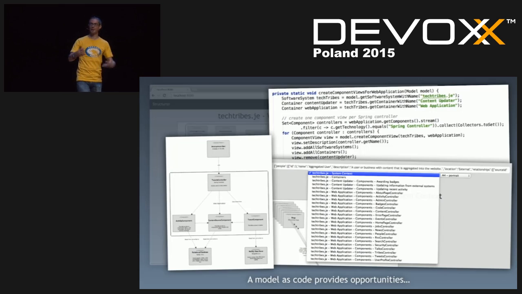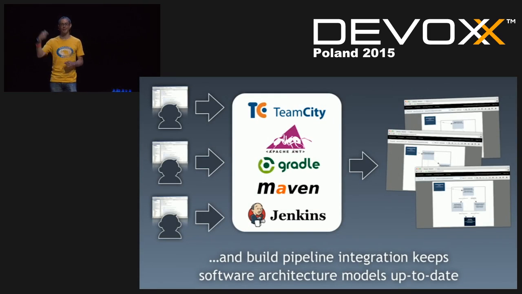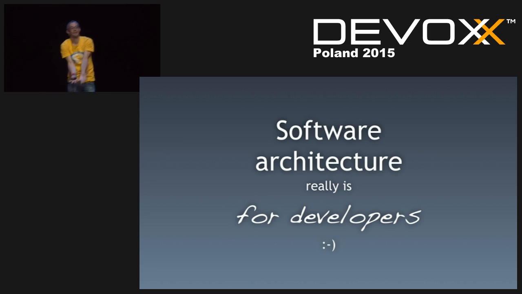So having this model as code provides you a nice bunch of opportunities. Throw this into your build system, guess what happens? You get continually updating software architecture models and diagrams. So again, we're trying to consciously and explicitly bridge this gap. So this is my whole goal here, to basically bring software architecture back down to earth and make it relevant to us as developers. So we can have much, much better conversations and understand architecture, essentially.